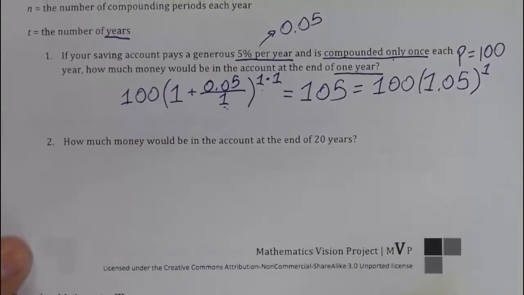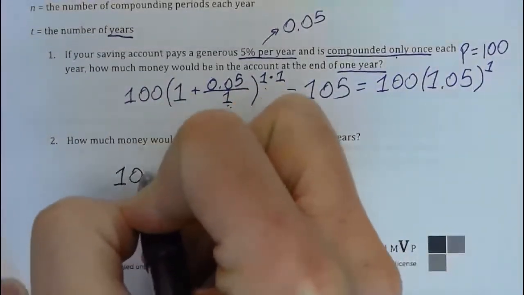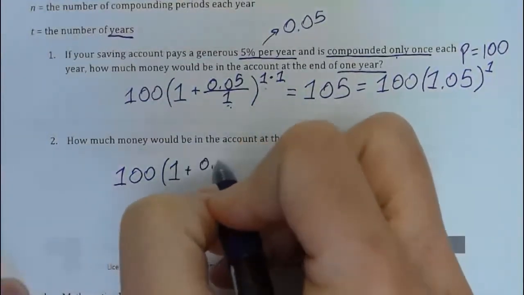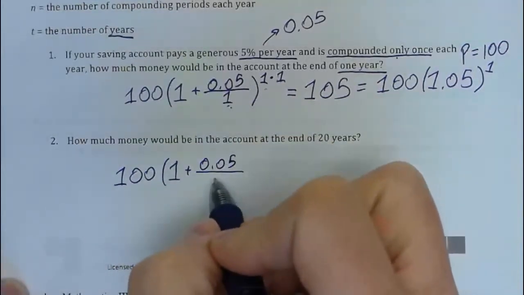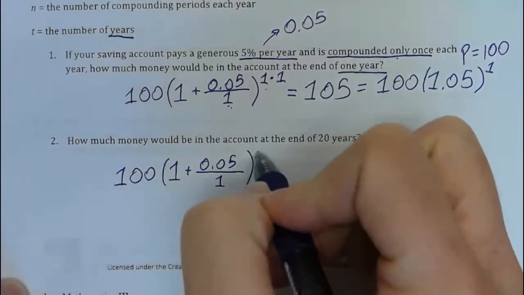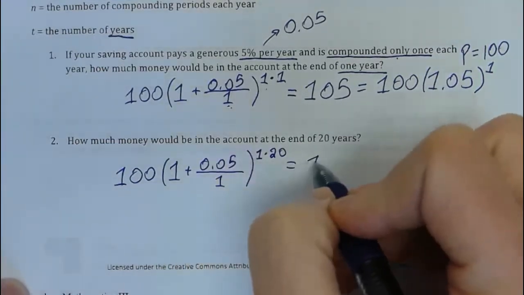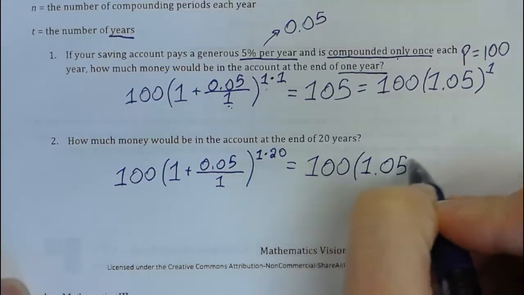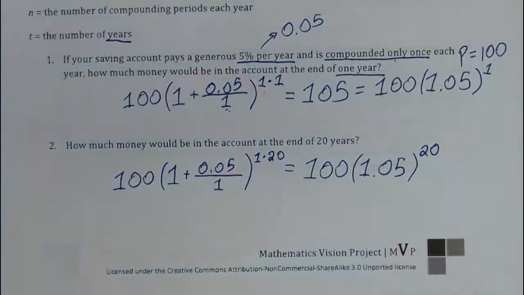So for 20 years, obviously our t is going to be different, but everything else is going to remain the same. We're still only compounding once a year, so we'd still have 1.05 divided by 1, but now we're going to have 1 times 20 at the top. So in other words, if we did simplify this, it would just be 100 times 1.05 to the 20th power. So they're giving us 5% back on top of what we have each year.